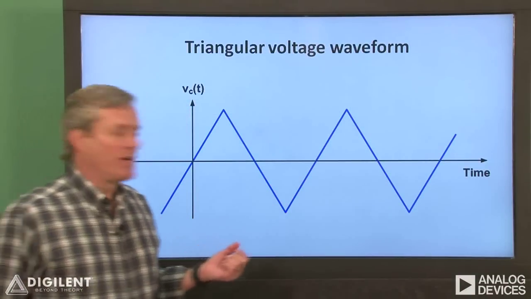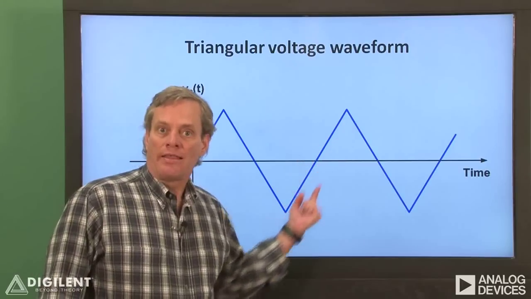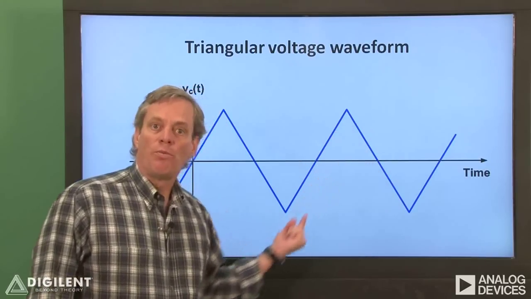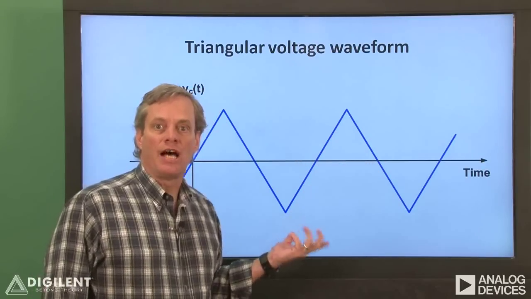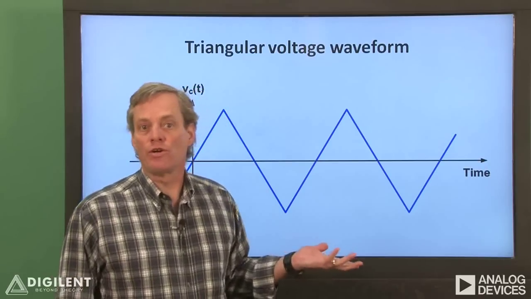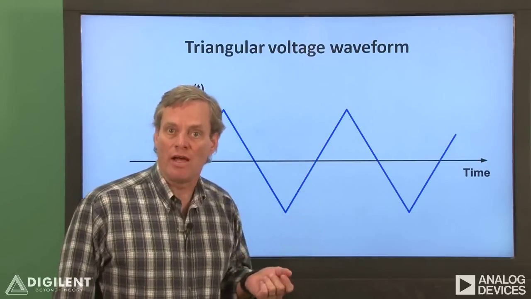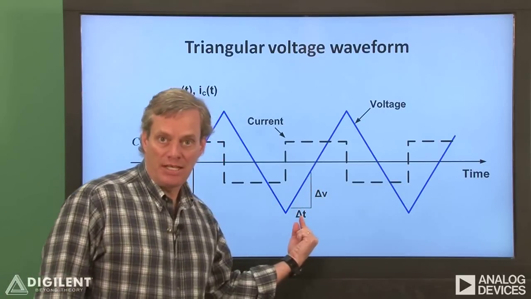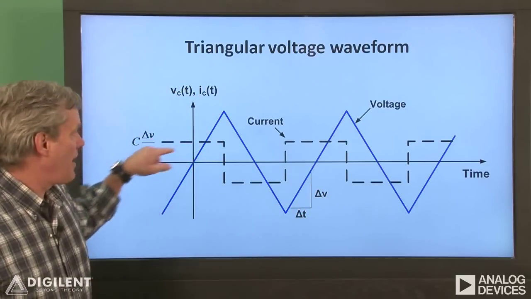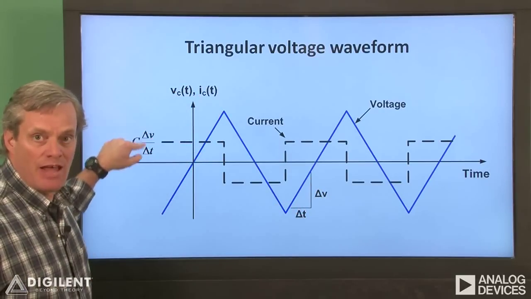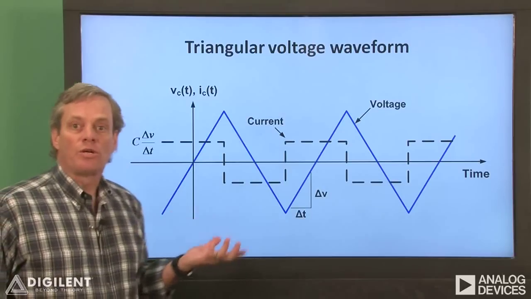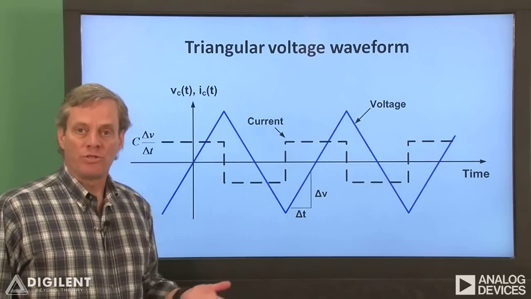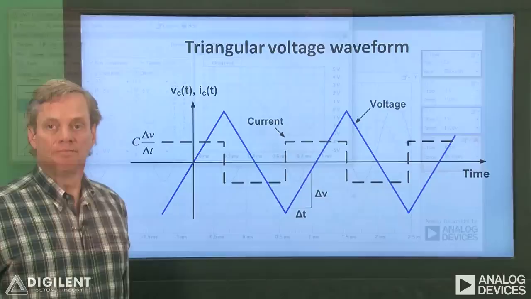For a triangular wave, the voltage looks like this. The slope, or rate of change of the voltage, is constant between the peaks, so the current should be constant between the peaks as well. If our rate of change of voltage is delta V over delta T, the current amplitudes are simply C times that slope. We can use our previous circuit with the input changed to a triangular wave to verify this.